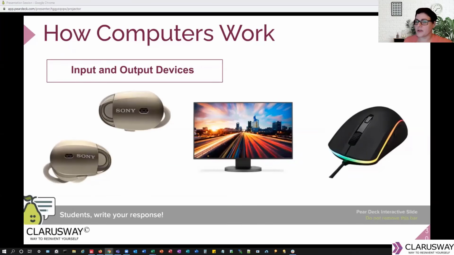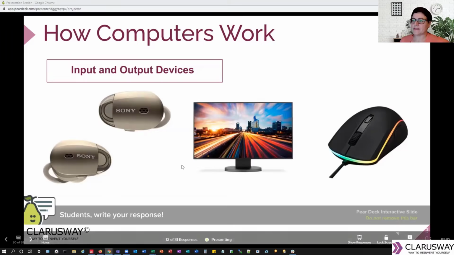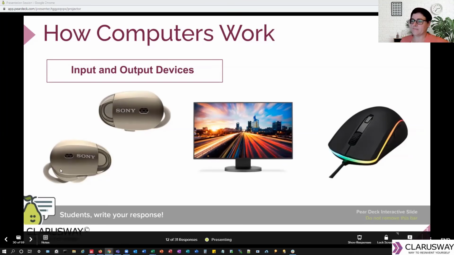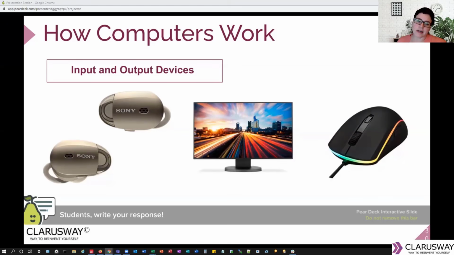All good responses, all important things to talk about. Touch screens. Let's see, we'll talk about gyroscopes later. When you're thinking of virtual reality, gyroscopes are input devices. They actually tell the computer about position, maybe of the computer itself.